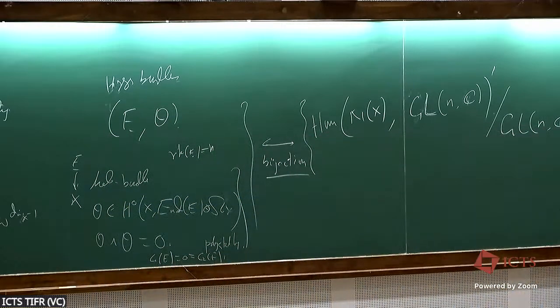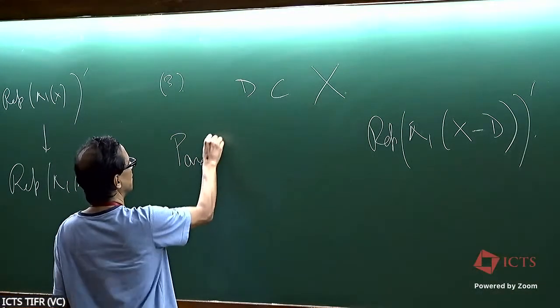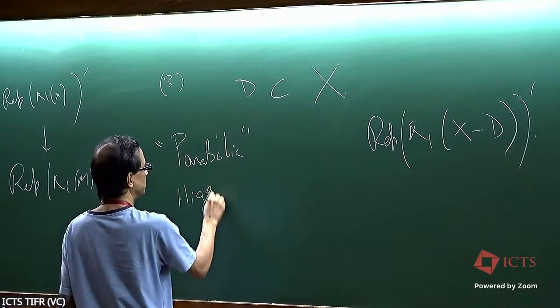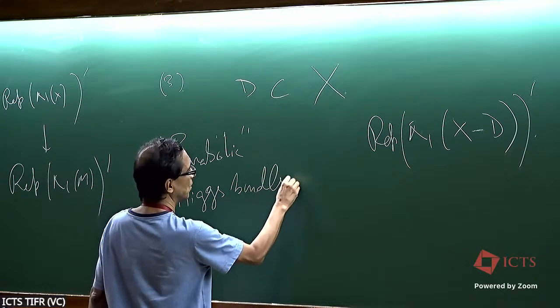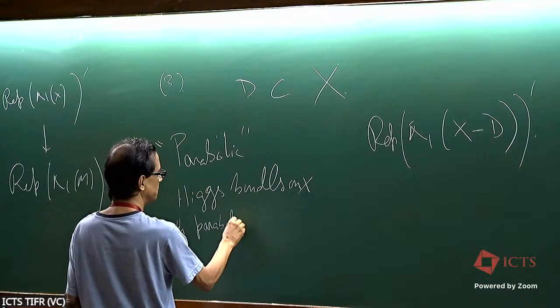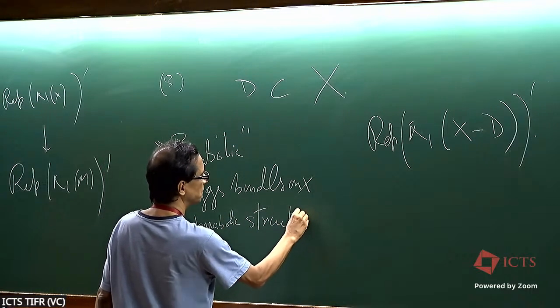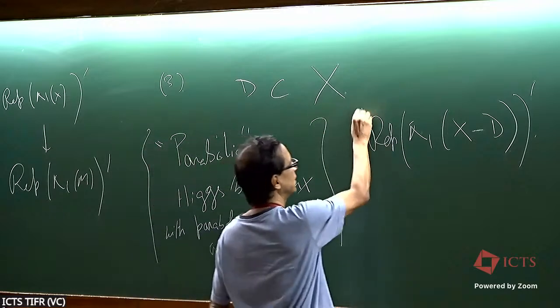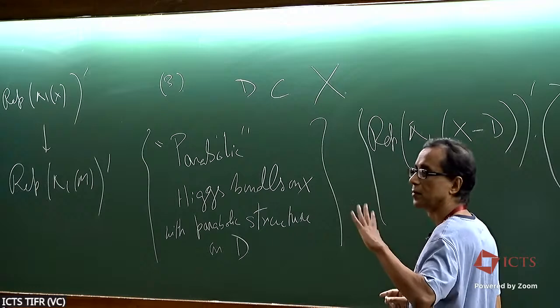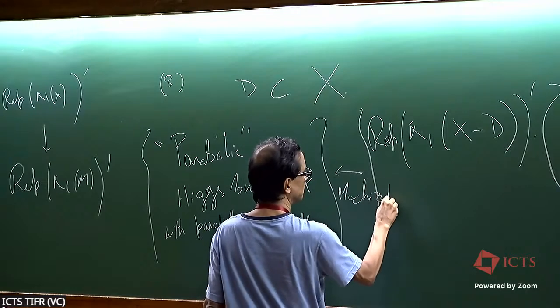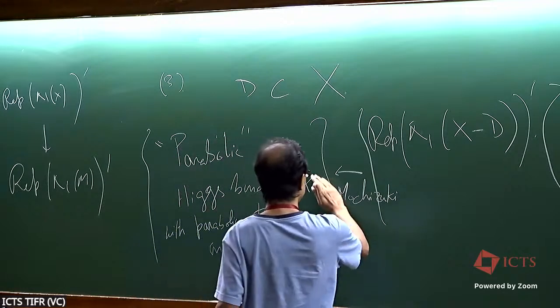But what I want to say is that it is something like parabolic Higgs bundles on X with parabolic structure on D. So when you do that, again there is a bijection. It is the work of many people, but the final, complete work is done by T. Mochizuki. When you say Mochizuki, you have to be careful.